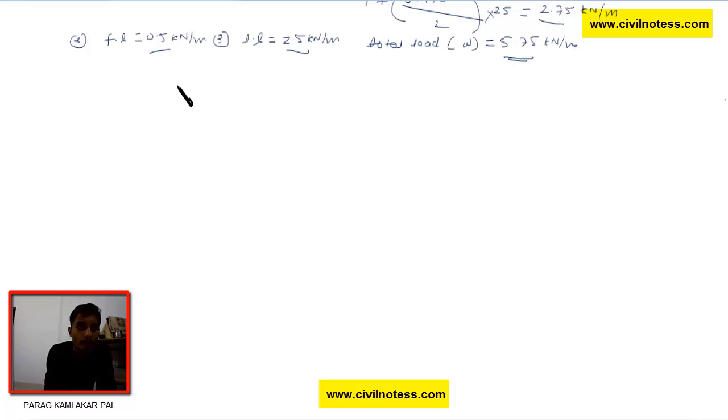Now we have to make the factored load, which is really very simple. WU is 5.75 multiplied by 1.5, so we get the value 8.63 kilonewton per meter. So this is what we got as WU.